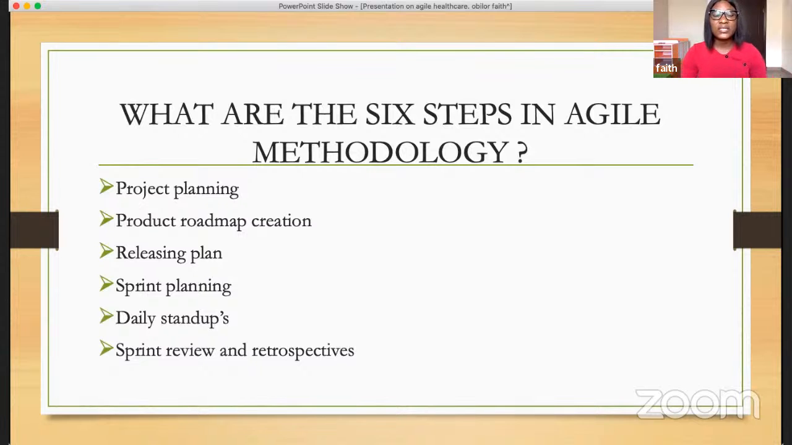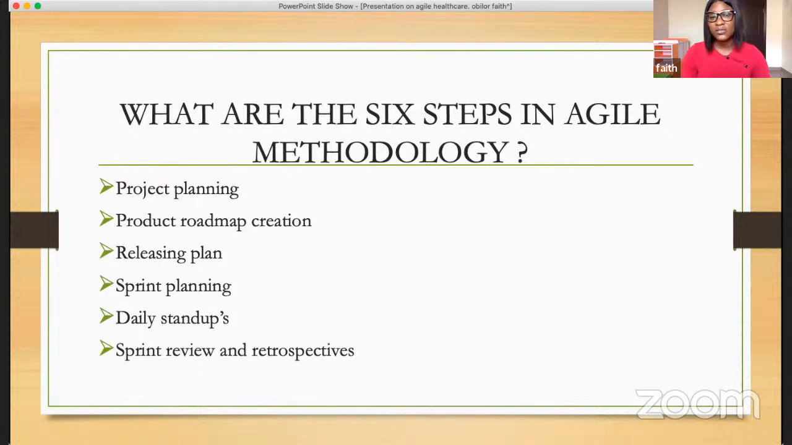In every project, there's always a plan, whereby sitting down with your client, they will tell you, okay, I want these features, I want this project to be like this, and probably give you a time frame in which this project will be delivered. And product roadmap creation basically has to do with the direction of how the project is going and where the project is going. Then we have release plans. Sprint planning basically has to do with the time frame in which this project will be executed. Is it in 2 weeks intervals? Is it in 4 weeks intervals?